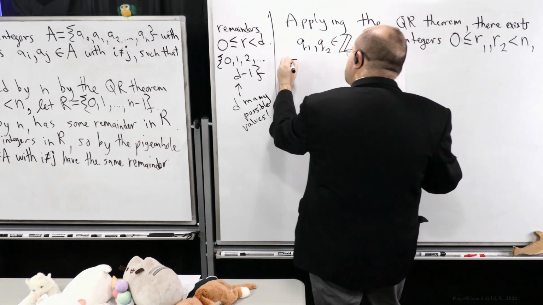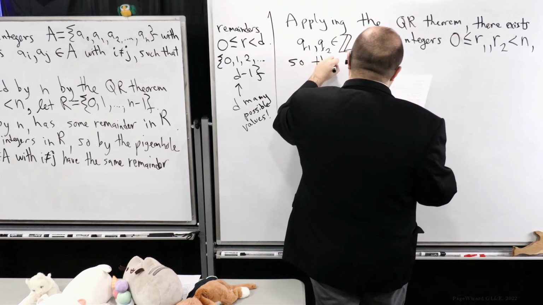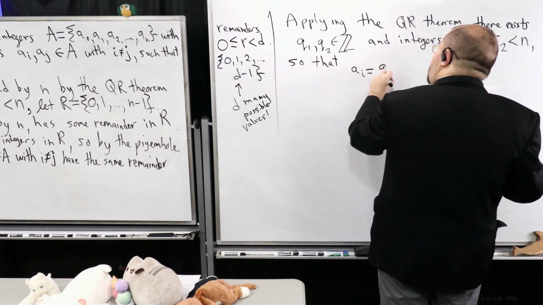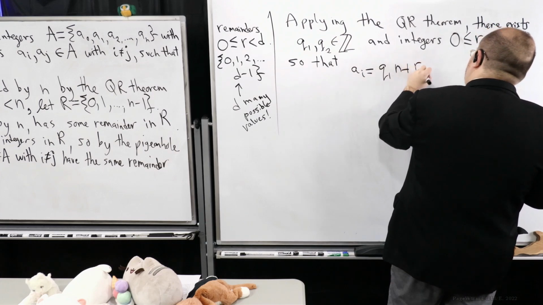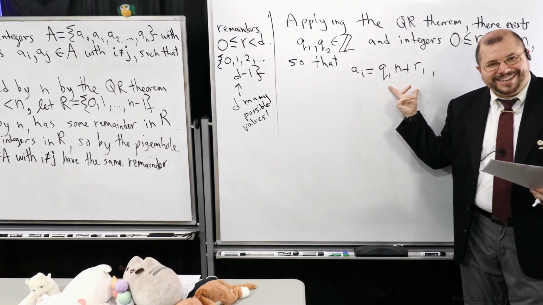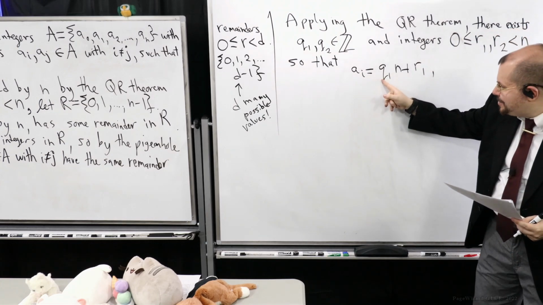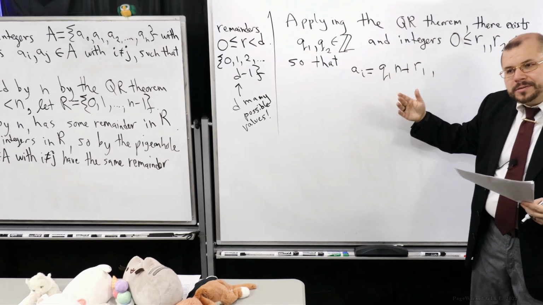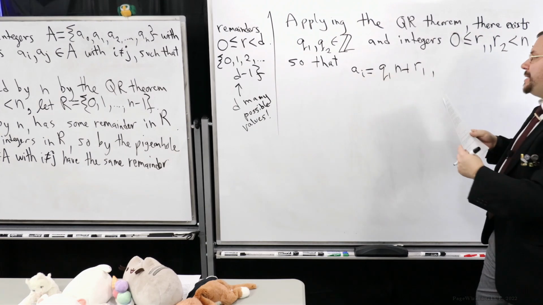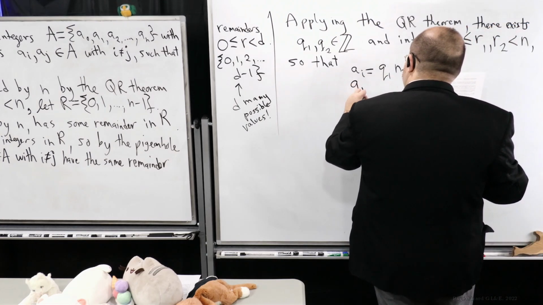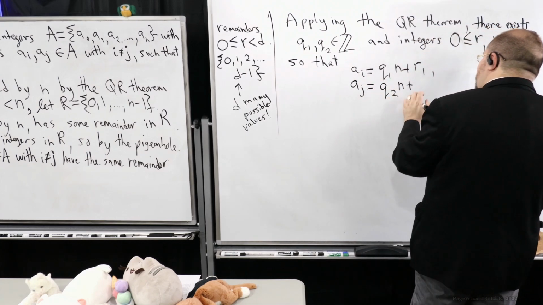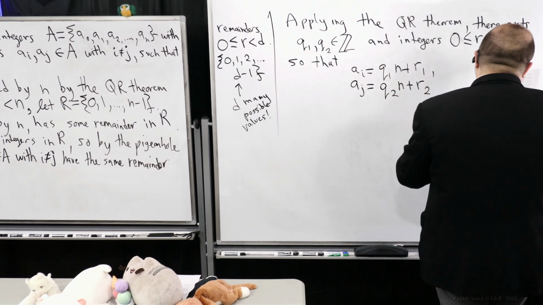So that Ai is equal to Q1 n plus R1, right? That's what the theorem says we can do. We can write it as some multiple of n plus the remaining bit that gets me to Ai. And we can do the same thing here: Aj is Q2 times n plus R2.